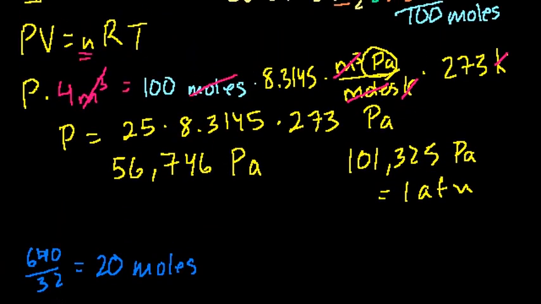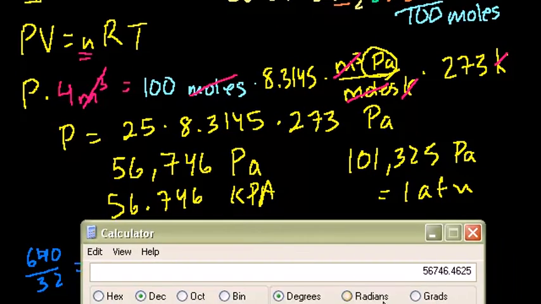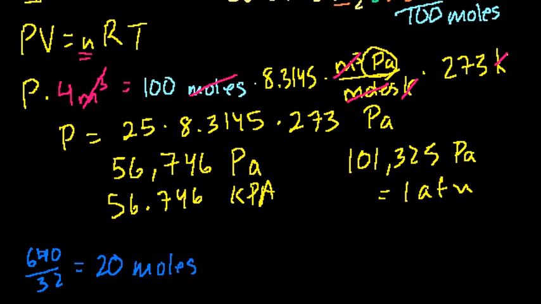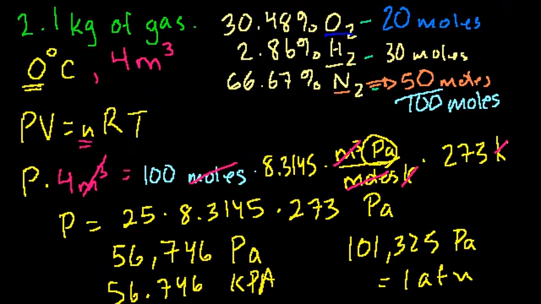So if we wanted to put this in, we could write this in kilopascals. That's 56.746 kilopascals. Or if we wanted in atmospheres, we just take 56,746 divided by 101,325. It equals 0.56 atmospheres. So that's the total pressure being exerted from all of the gases.